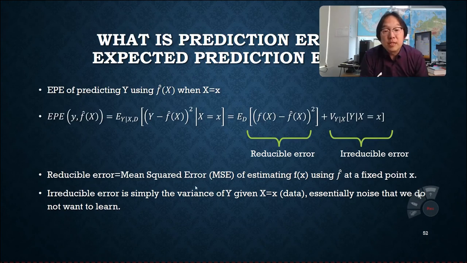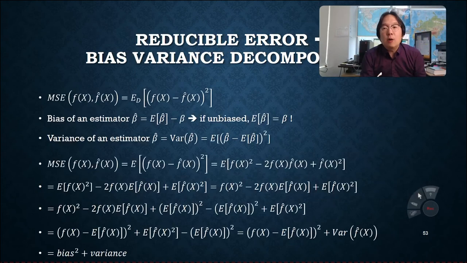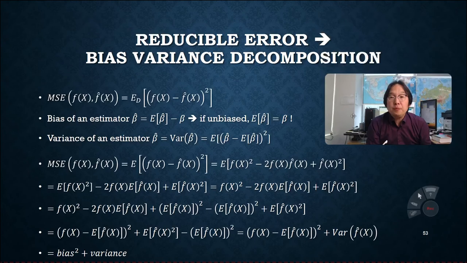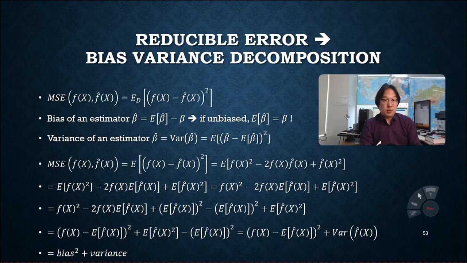Reducible error is the mean squared error, MSE of estimating f of x using f hat at a fixed point x. That's this guy. Irreducible error is simply the variance of y given x. Essentially it is noise that we do not want to learn. It's a white noise. Now, for the reducible error, we should do the bias variance decomposition, decomposing it into two parts.